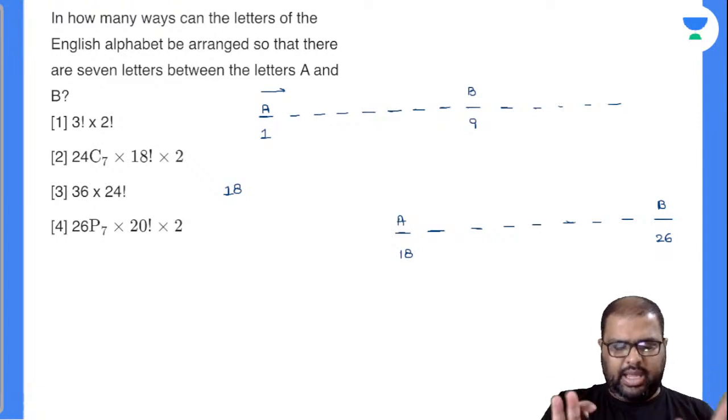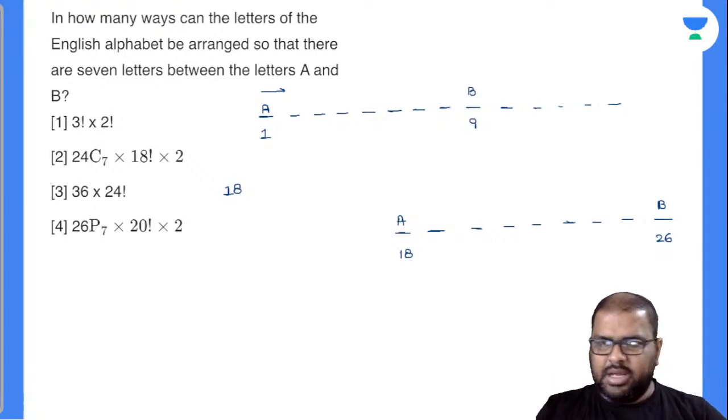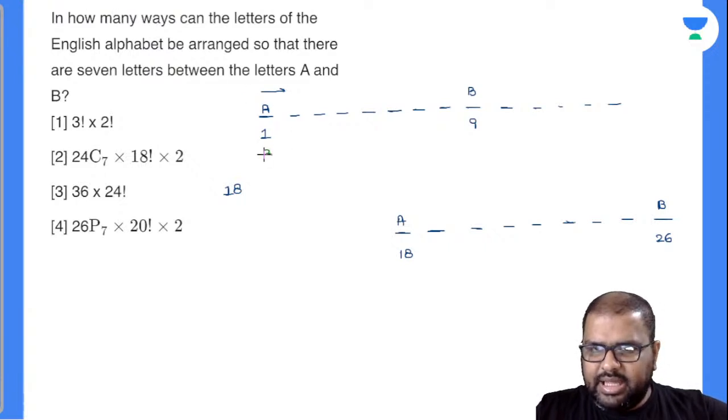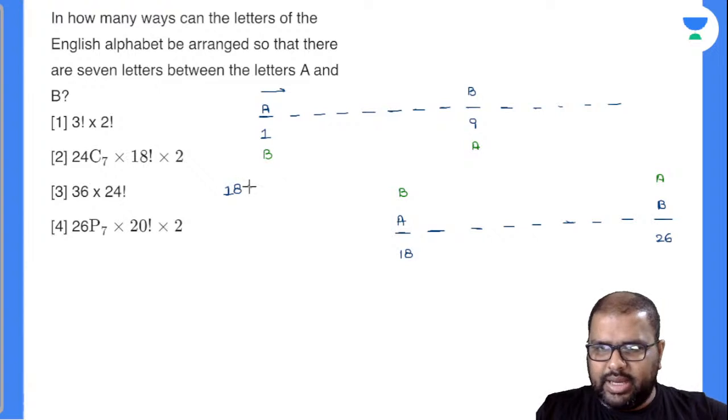Yes or no? So A depends on B, and vice versa. If B is here, A will be here. Am I right or wrong? Yes or no? Perfectly right. If B is here, A will be here. So automatically this 18 will be repeated twice. So 18 into 2.